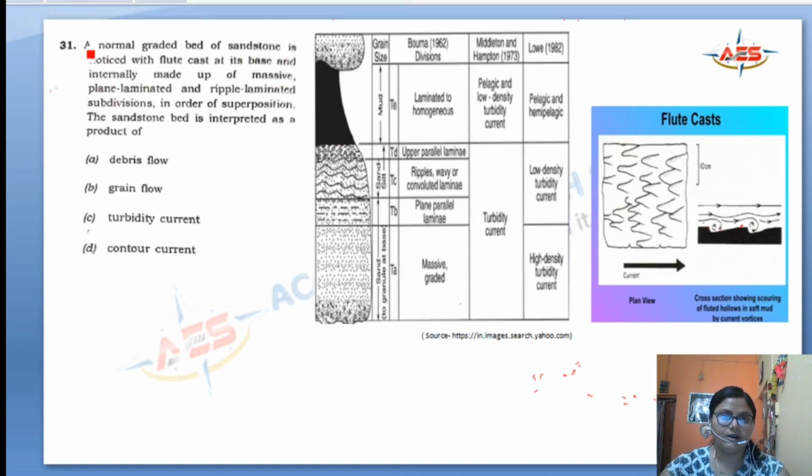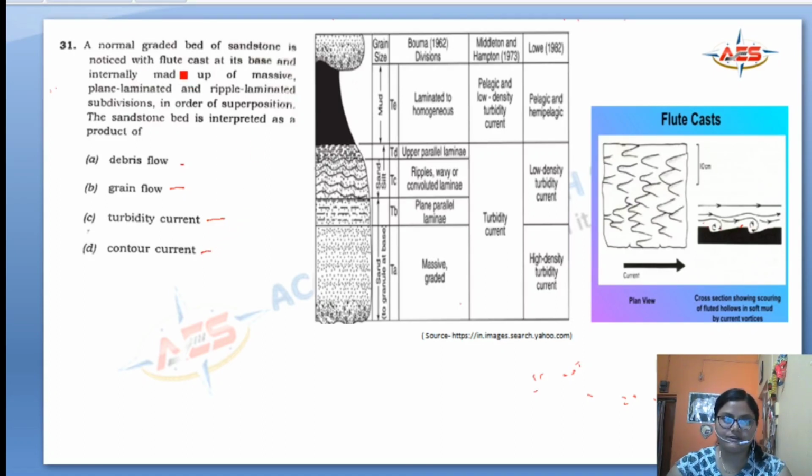A normal graded bed of sandstone is noticed with fluid cast at its base and internally made up of massive, plain laminated and ripple laminated subdivisions in order of superposition. The sandstone bed is interpreted to be the product of debris flow, grain flow, turbidity current or contour currents.